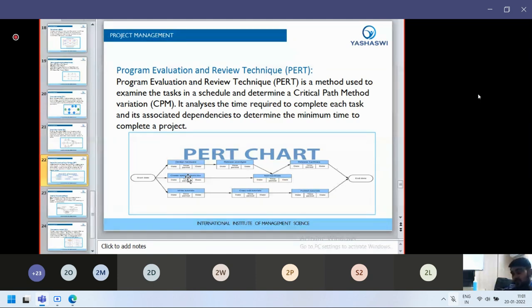Not only program evaluation review techniques, but also manpower and safety. All these techniques, such as how accidents happen. In the program evaluation and review technique, you should concentrate on one thing only: to minimize the time to complete a project. That comes under program evaluation and review techniques. It is not so hard.